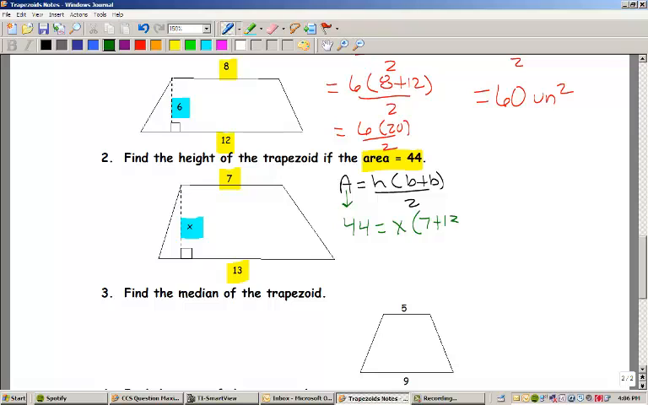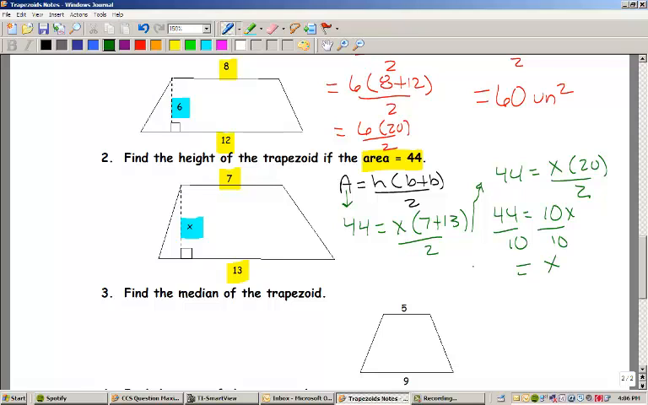My bases are 7 and 13, and we divide that by 2. So now we're going to take this to the next phase, and we're going to write 44 is equal to, adding the two bases together, I got x times 20 divided by 2. The 20 and the 2 reduce down, so I get 44 is equal to 10x. Divide by 10, x is 4.4.